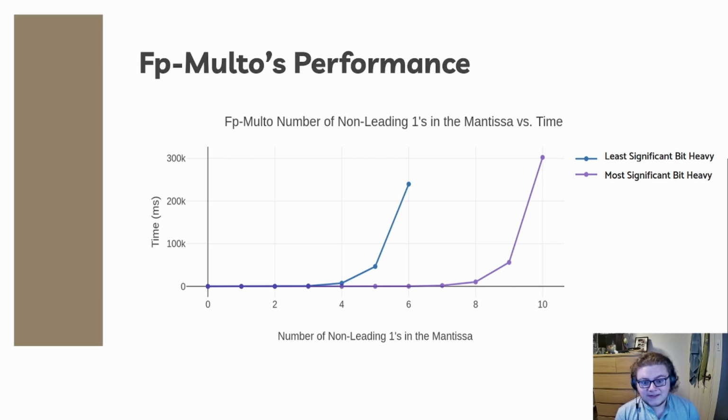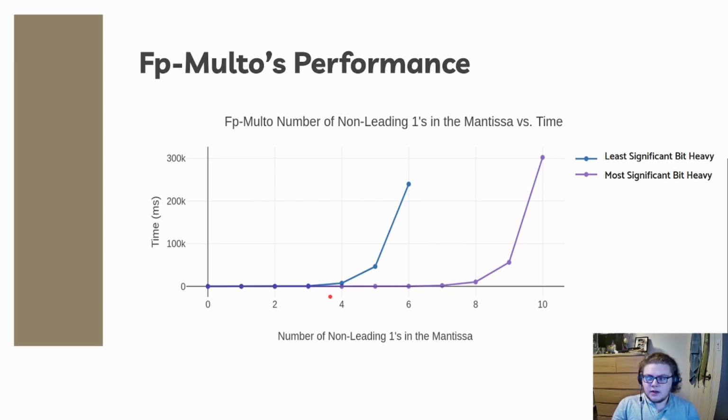The fastest queries were 0.001 squared and 63 squared. These queries are fast because they have an easy mantissa for FP-Multo to work with. 0.001 has a small number of ones, and they're all evenly spread out. So that would correspond to this section in the graph right here.